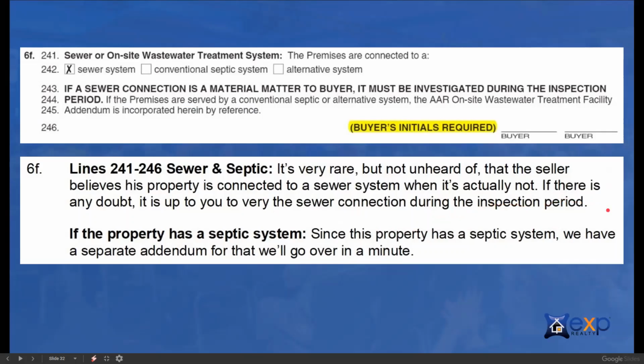Obviously, if we know the property has a septic system, we simply say, since this property has a septic system, we have a separate addendum for that. We'll go over it in a minute. Then we'll go through the details of that.